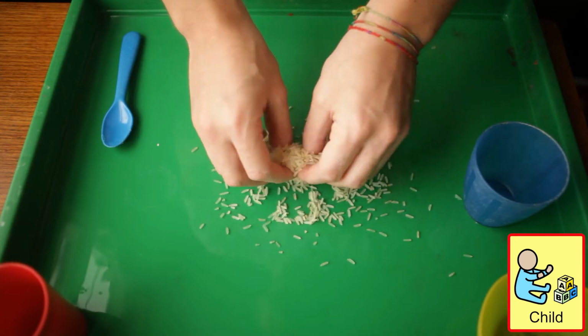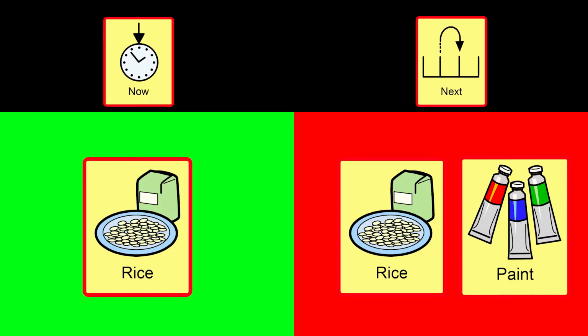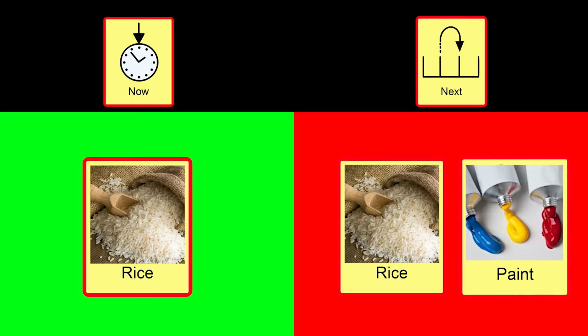keeping them interested. To build support for anticipation, transition, choice and change, we can use a now and next board with pictures or symbols to support the direction we have in mind. Here, rice, to rice and paint.